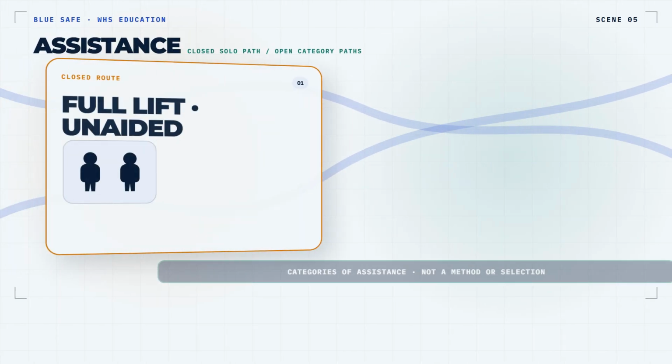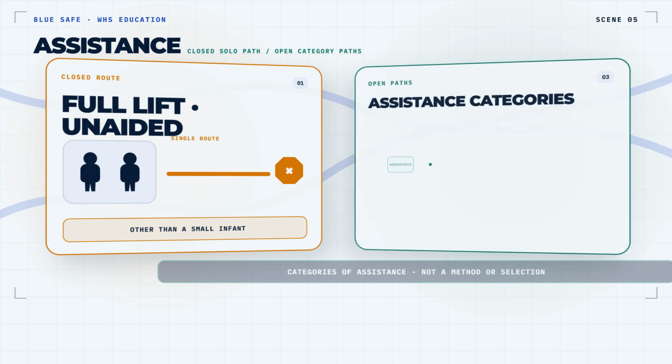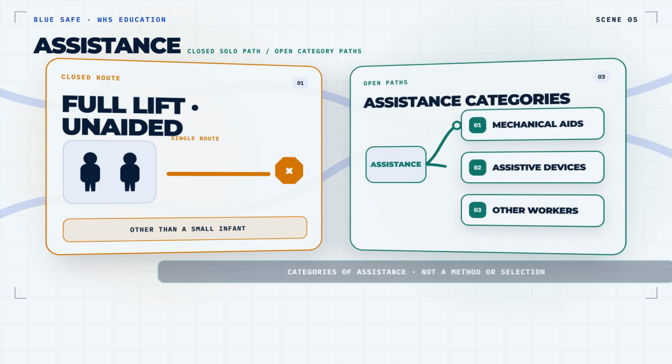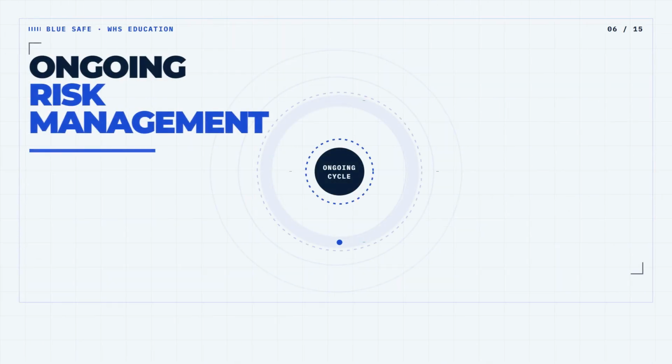A worker should not fully lift a person unaided, other than a small infant. Assistance may include mechanical aids, assistive devices or other workers. That is the complete approved point. The visual shows categories of assistance, not a transfer method, staffing rule, equipment choice for an individual or universal manual lifting technique. The code describes ongoing risk management through identification, assessment, control, and review.